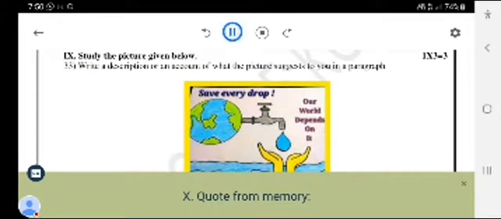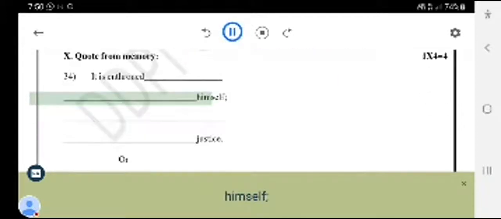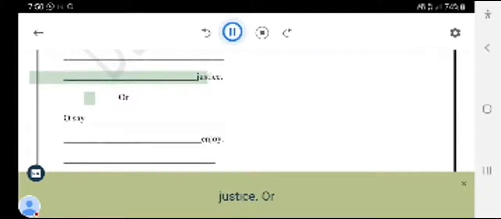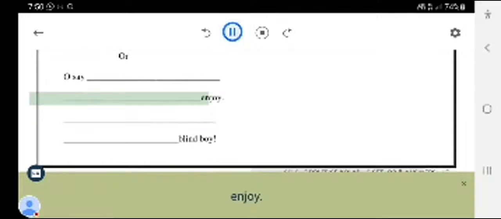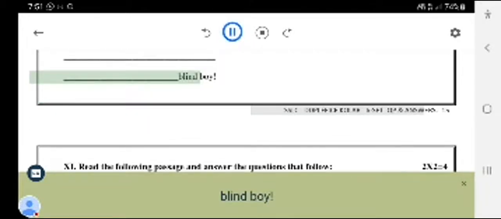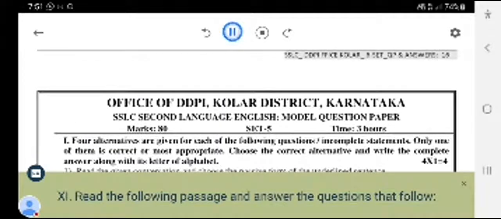X. Quote from memory. 1x4=4. "He has enthroned himself." Justice. Or. "Oh, say, enjoy." Blind boy. XI. Read the following passage and answer the questions that follow.